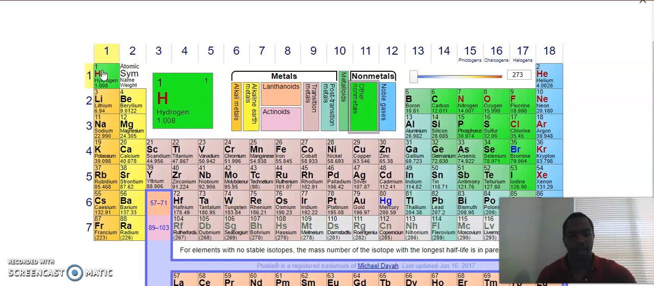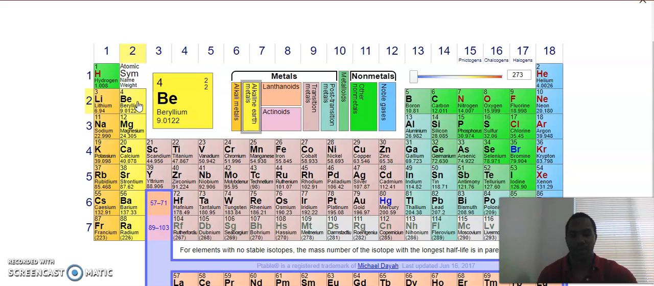Then we go from left to right. We go from hydrogen, we skip all the way to 2, helium. Helium's protons are 2. Then we go back: lithium 3, beryllium 4.